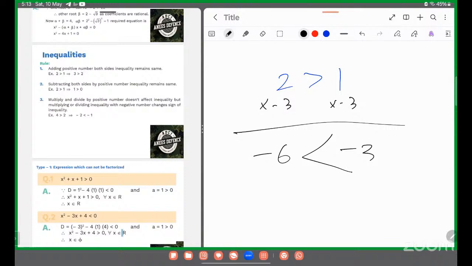So when you add or subtract anything on both sides of the inequality, it will not affect it. When you multiply or divide with a positive constant, it will not affect it. But when you multiply or divide with a negative constant, it will affect the direction of the inequality.